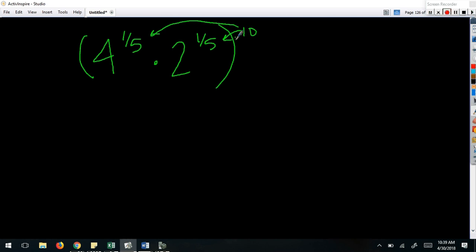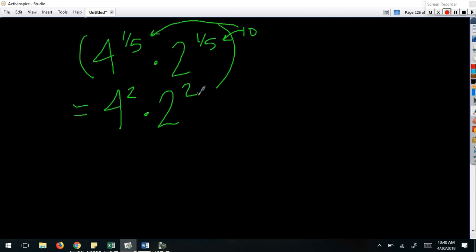So, okay, we haven't got to that point yet. One property at a time. You can distribute even if the bases aren't the same. What's 1/5 times 10? 2. Again, 1/5 times 10 is 2.